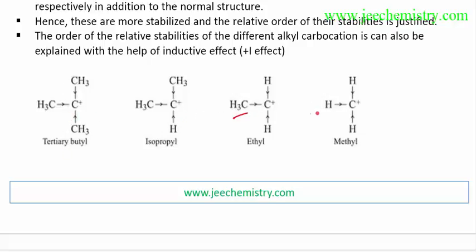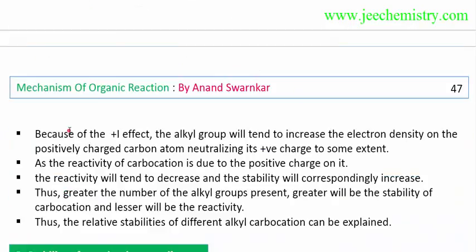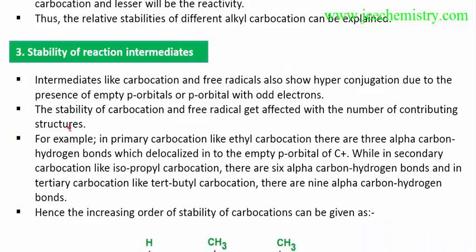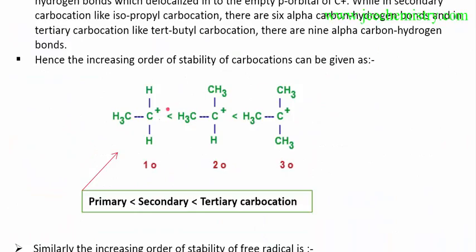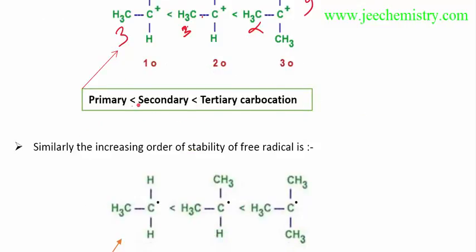This is the I effect. By the I effect it is also stabilizing, and by hyperconjugation it is also stabilizing the compound. This is a carbocation as a reaction intermediate. The number of hydrogens is 3, 3, 6, 3, 3, 9. As the hydrogens increase, hyperconjugation increases, and the stability increases. A tertiary carbocation is more stable than a secondary, which is more stable than a primary.